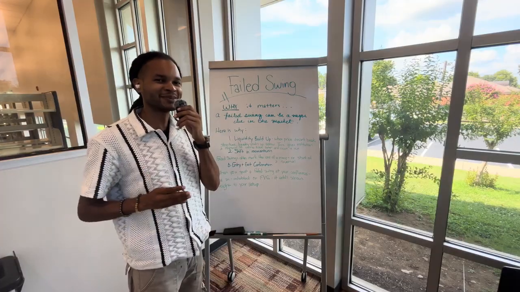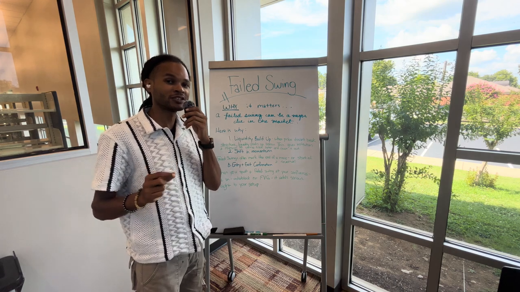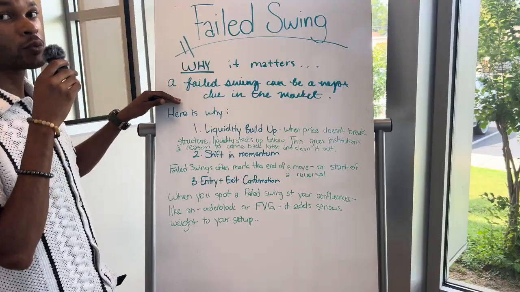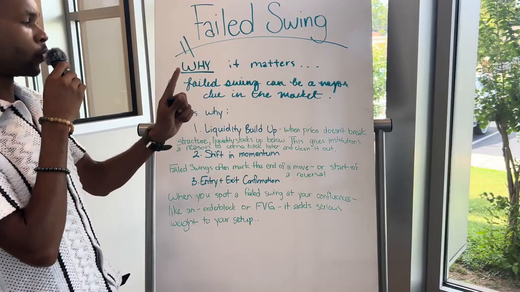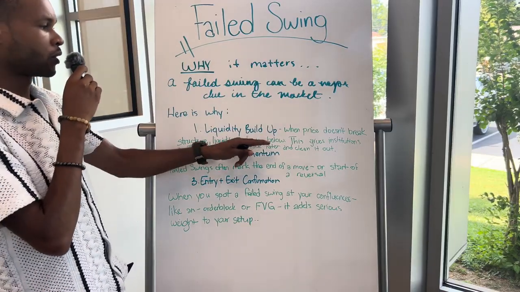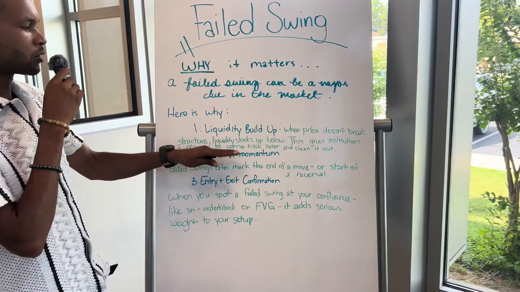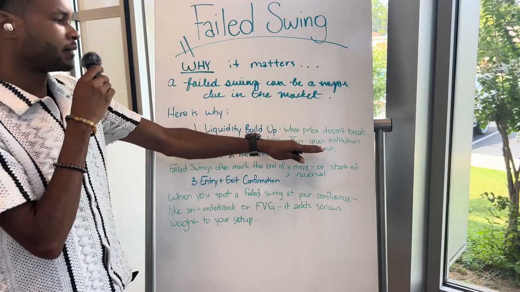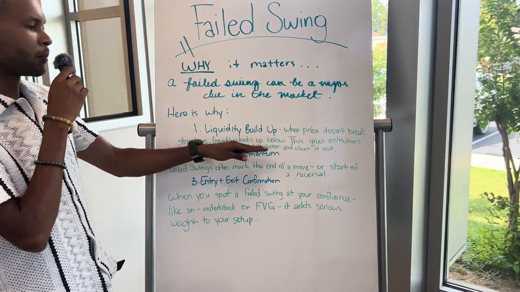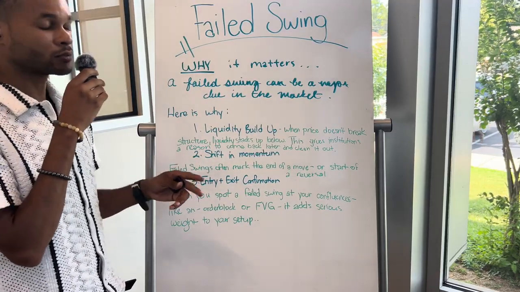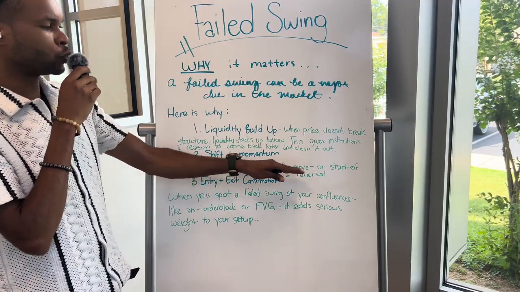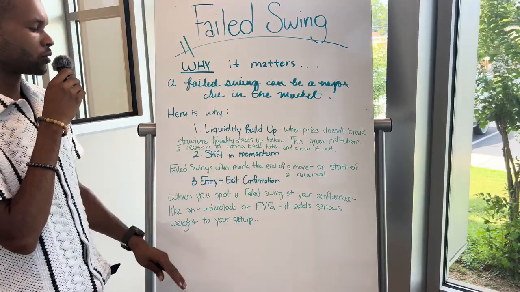Why it matters? It's more than just a random pause. A failed swing can be a major clue in the market. Here's why. 1. Liquidity buildup. When price doesn't break structure, liquidity stacks up below. This gives institutions a reason to come back later and clean it out. 2. A shift in momentum. Failed swings often mark the end of a move or start of a reversal.